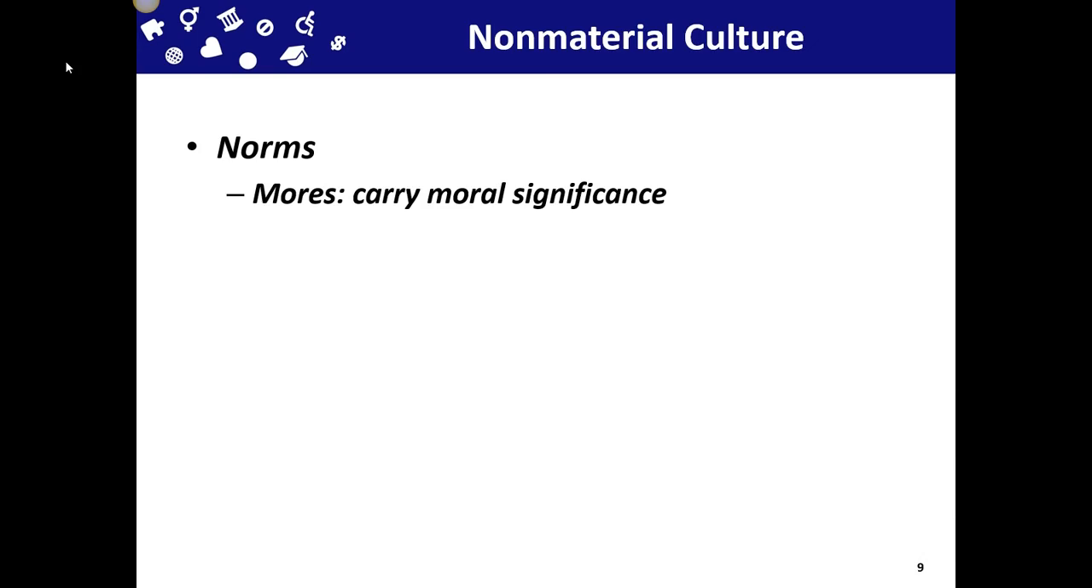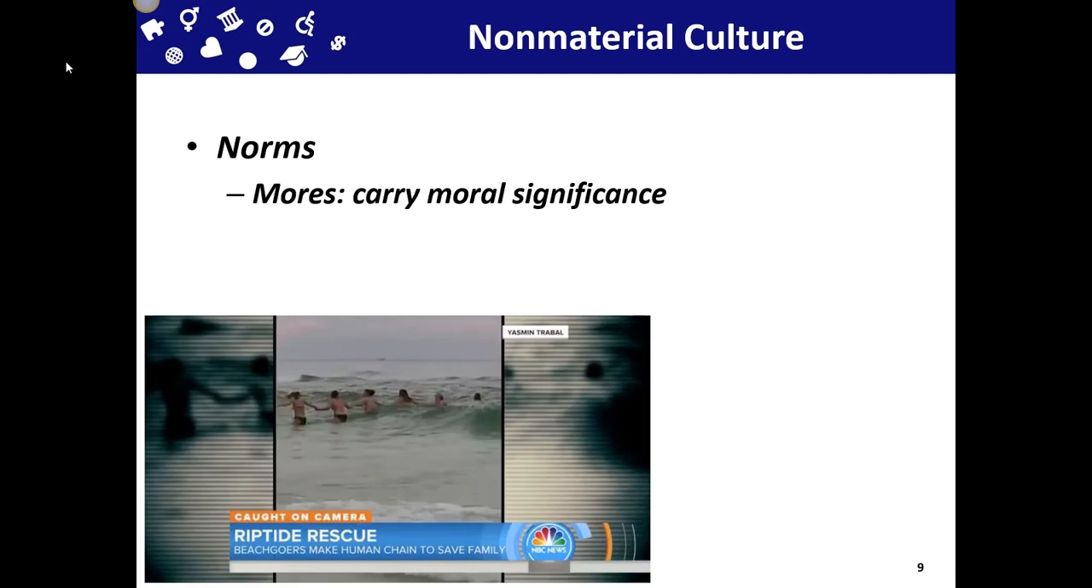There are different types of norms as well. So one type of norm are mores, right? And so these are norms, as it says here, that carry moral significance. Rules or expectations for our behavior, things that we do or do not do because there is a very strong moral association that it's either a very right or a very wrong thing to do.